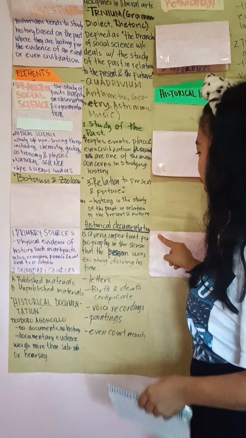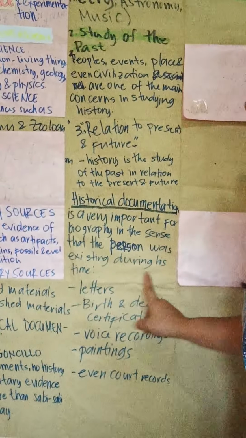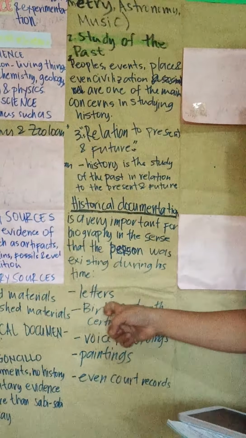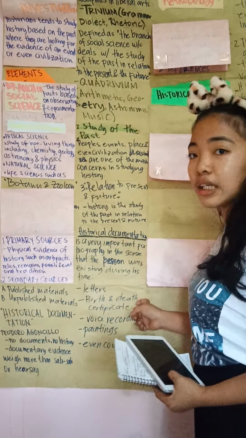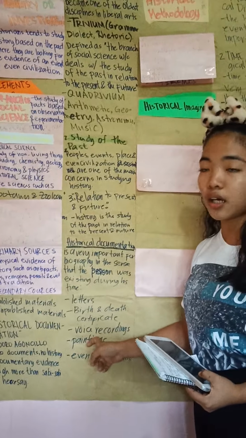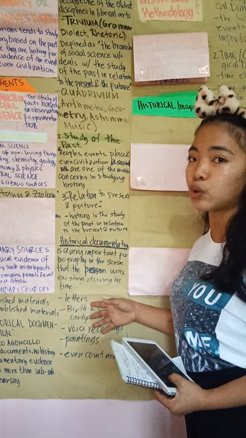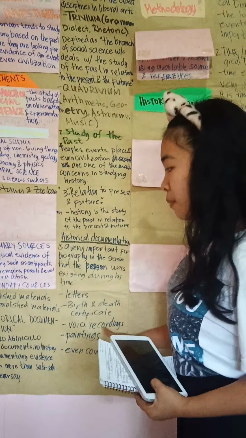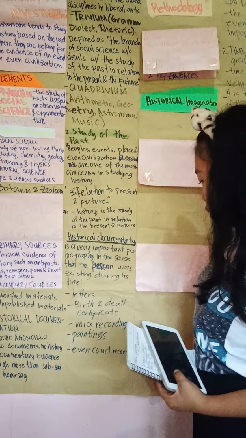Next is historical documentation. It's very important for a biography in the sense that the person was existing during his time. Yun na nga, na nakalagay dito sa historical documentation, ito dapat ang kailangan. Kailangan ng letters o yung sulat niya, birth and death certificate, kung kailan siya pinanganak o kung kailan siya namatay. The third one is voice recordings or mga akda niya na boses niya mismo. And then the paintings, or meron nga ba siyang painting, kagaya nung painting ni Mona Lisa, kung si Teodoro nga ba yung nag-publish sa painting ni Mona Lisa. Makikilala siya, si Teodoro Agoncillo, dahil sa kanyang painting. And then even court records.